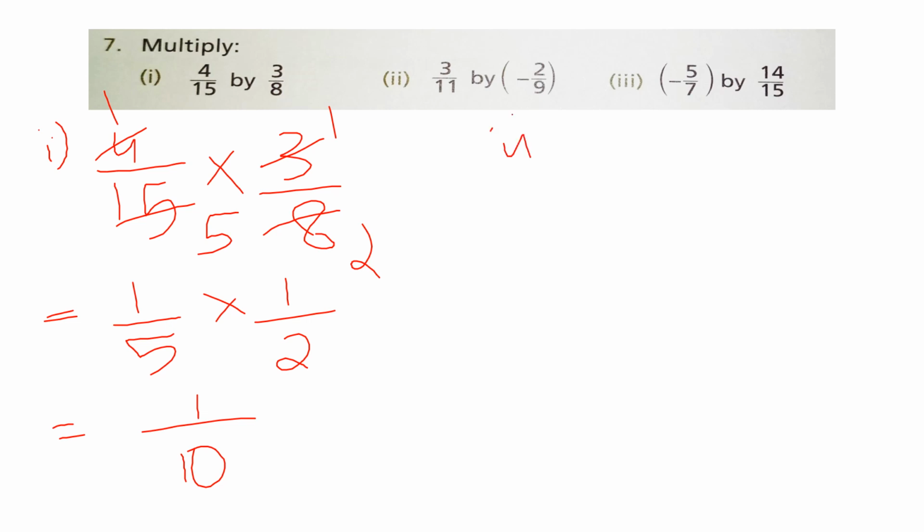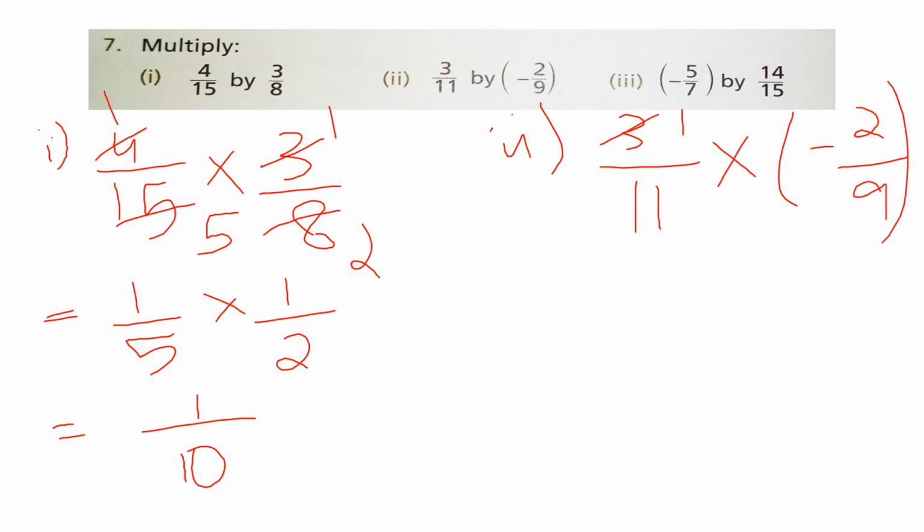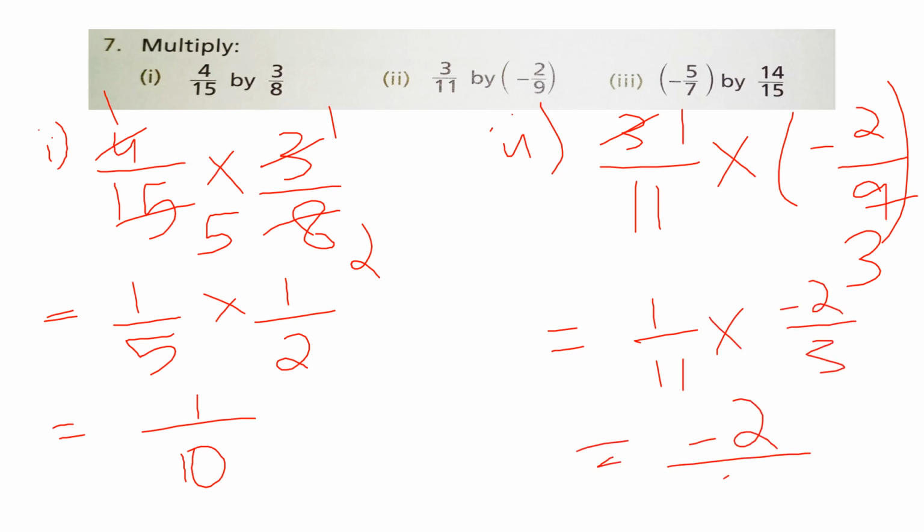Similarly, the second part is you have to multiply 3 by 11 by minus 2 by 9. So 3 1s are 3, 3 3s are 9. So it has become 1 by 11 and minus 2 by 3. So minus 2 and 11 3s are 33. Now you have to do the third part by yourself.